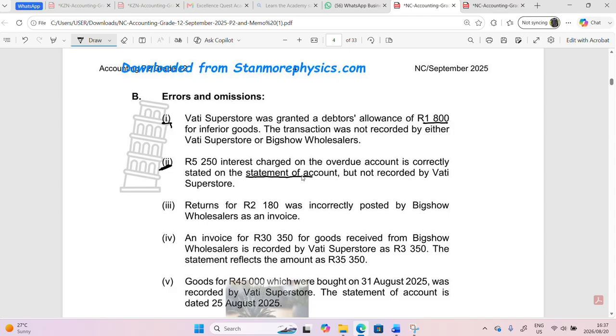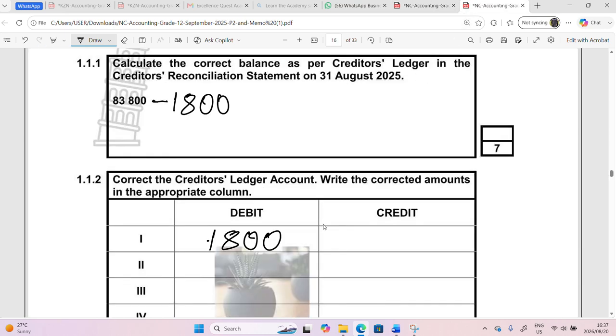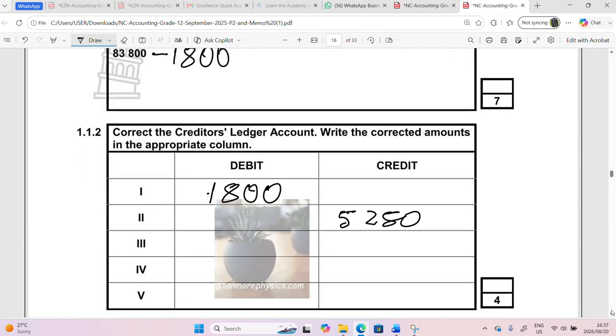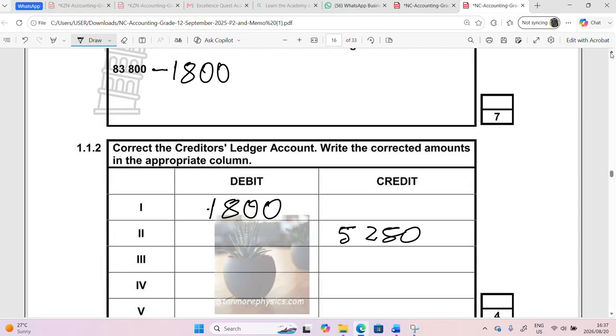Here we were charged interest for not paying the supplier on time. Okay, so interest on overdue account will increase the amount owed to the supplier. So we need to go and increase that amount by crediting 5,250 on the creditors ledger. Remember, on the statement, this was correctly recorded.